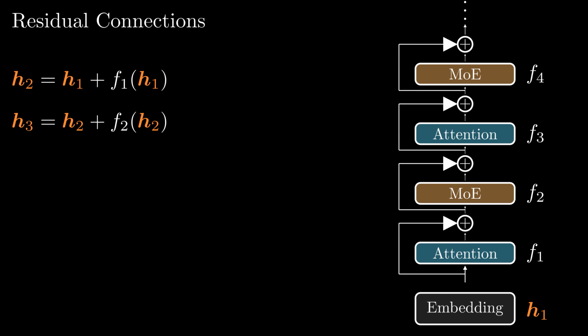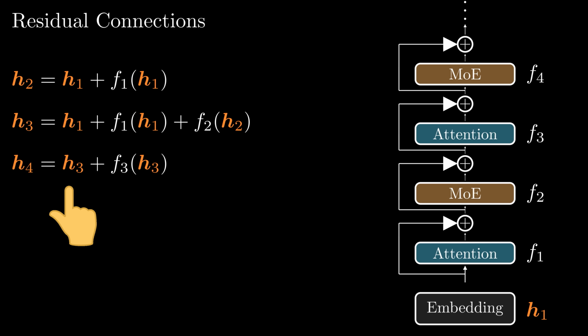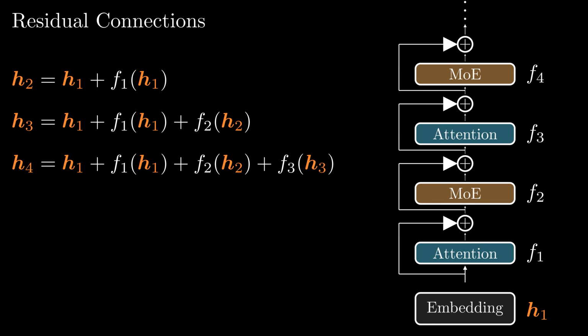Let's expand this recursively. Here, the input to the third layer, H3, equals H2 plus F2 of H2. If we substitute the expression for H2 from the first equation, we see that H3 becomes H1 plus F1 of H1 plus F2 of H2. One more time. Here, H4 equals H3 plus F3 of H3. By substituting the expression for H3, we have this equation. Hopefully, you can see the pattern now.